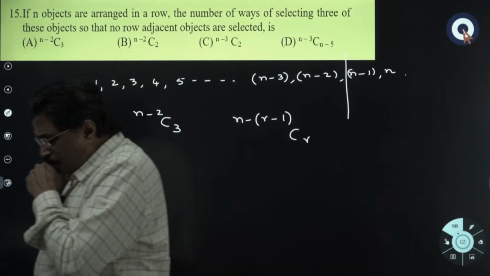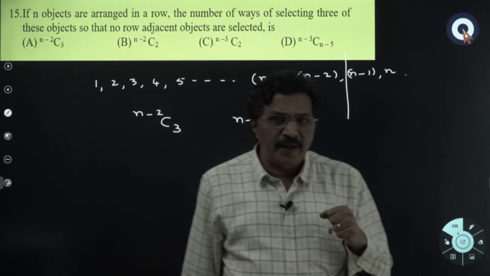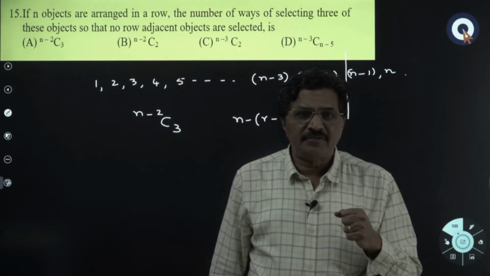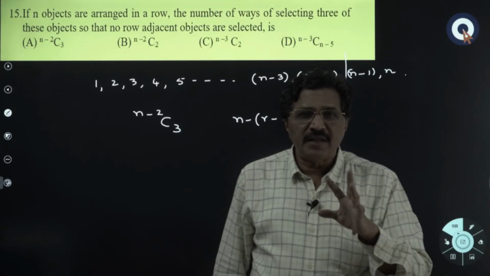Imagine adding r minus 1 to the highest number, r minus 2 to the next highest number, r minus 3 to the next highest number, etc., 1 to the last but 1, and leave the least. The resulting selections are the required selections.